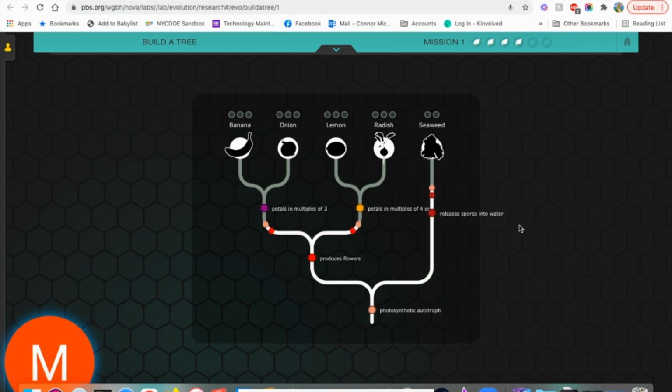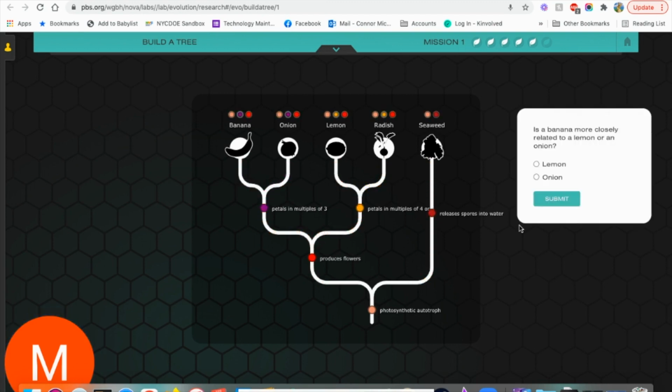So there are going to be times where you have to kind of look up the information. So this says, is a banana more closely related to a lemon or an onion? So we have our banana and our onion, and our banana and our lemons further. So it's more closely related to an onion. And this is kind of cool because this is not something I would have thought, simply because when you think of things that are most in common, you kind of stay in the same category.